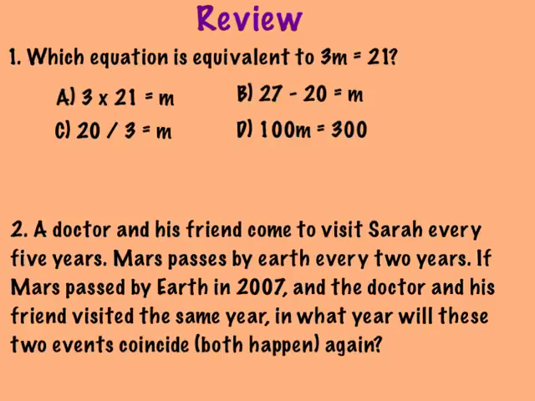And number 2, a doctor and his friend come to visit Sarah every 5 years. Mars passes by Earth every 2 years. If Mars passed by Earth in 2007, and the doctor and his friend visited the same year, in what year will both of these 2 events coincide, which means both happen again? So again, coincide, big fancy word that means both happen.